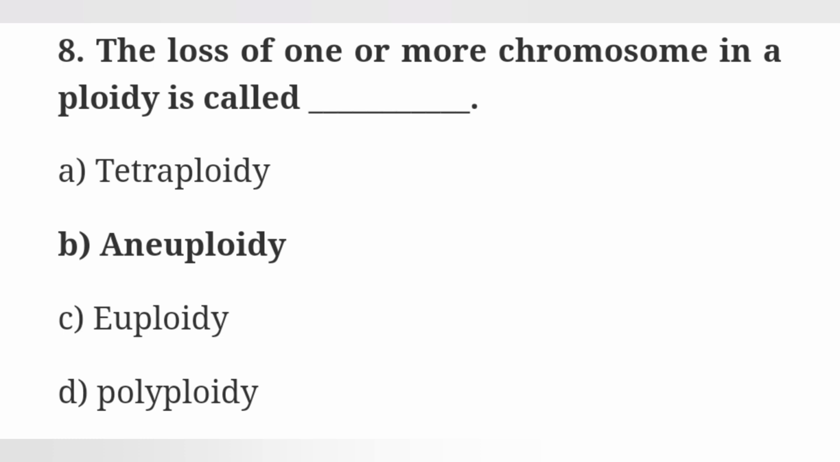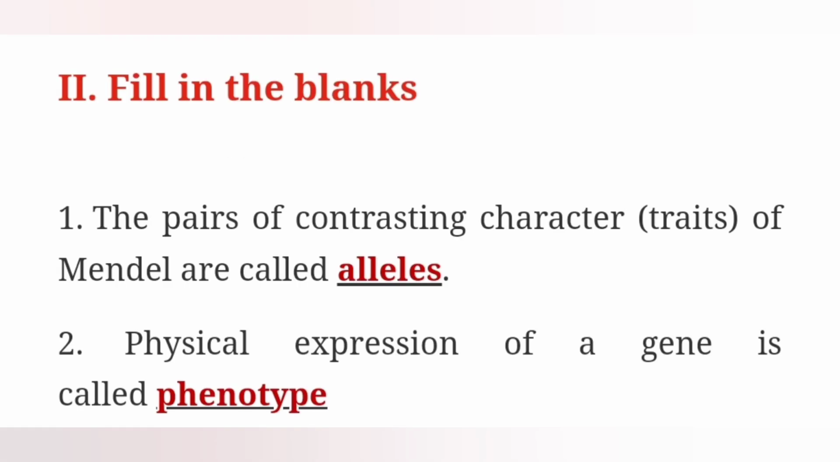Eighth one, the loss of one or more chromosomes in a ploidy is called dash, option B answer, aneuploidy. Second Roman letter, fill in the blanks. First one, the pair of contrasting character traits of Mendel are called dash, alleles. Second one, physical expression of a gene is called phenotype.